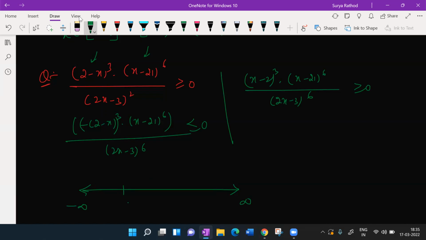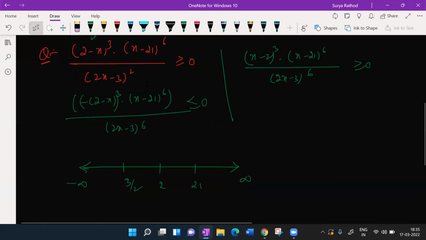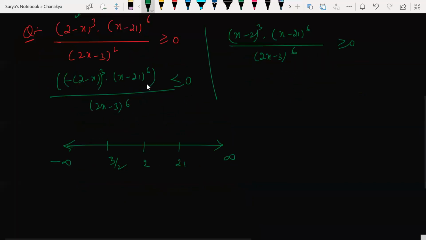So 3 by 2, 2, 21, isn't it? Correct? Now look at this here. What happens here? So write the solution set now. First of all, I always start with plus. Power of the 21 is what? Even number. So sign will be same.